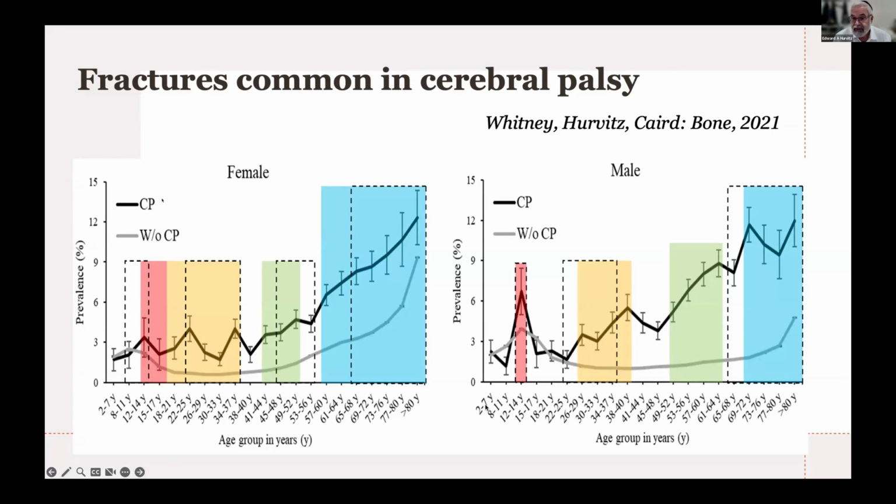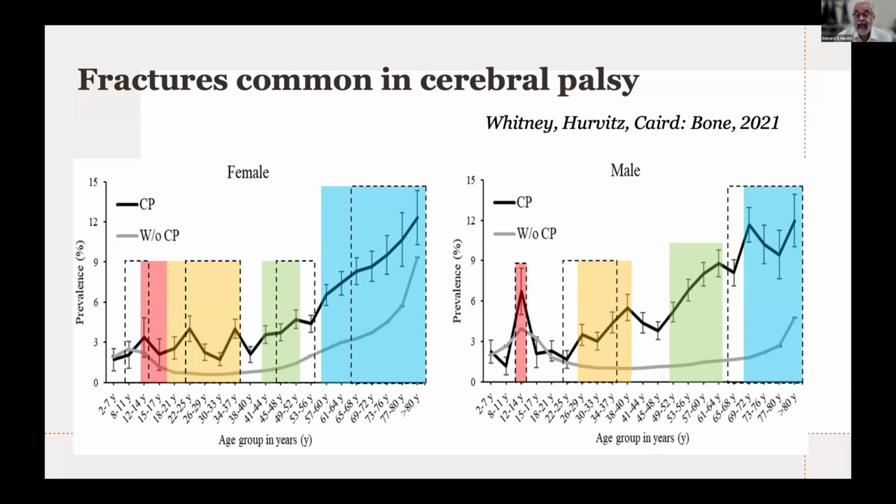So, in adults with cerebral palsy, fractures are very common. Now, fractures are very common in cerebral palsy throughout the lifespan. So, what you see here are graphs for boys and girls, and women and men. And you see that the dark line represents people with cerebral palsy, and how often they have fractures is always greater than the light line of people who don't have cerebral palsy.